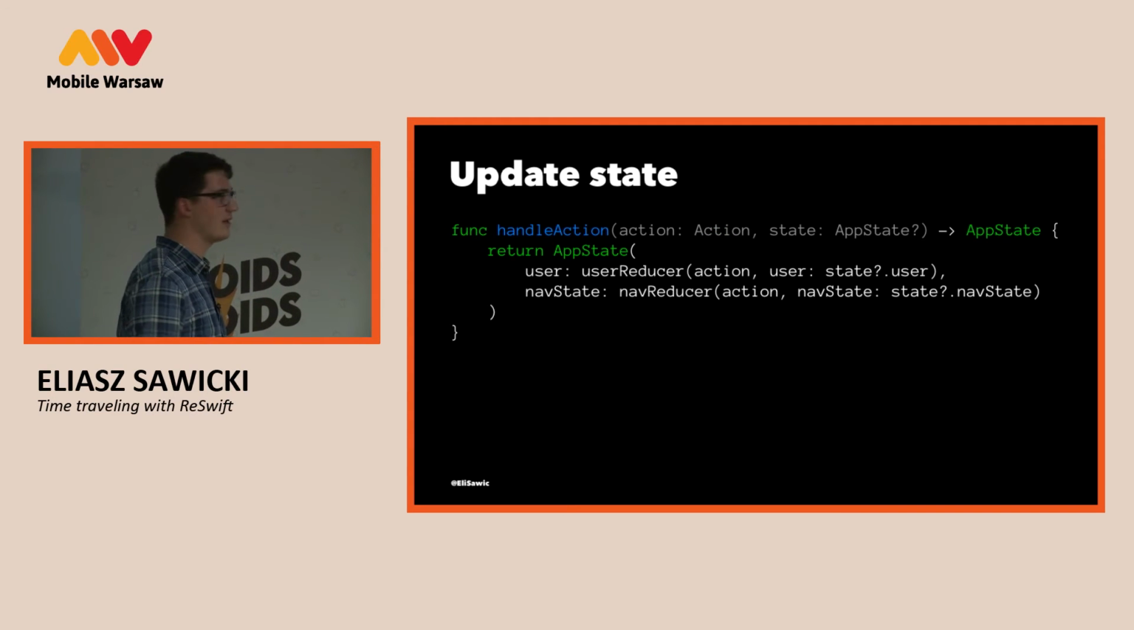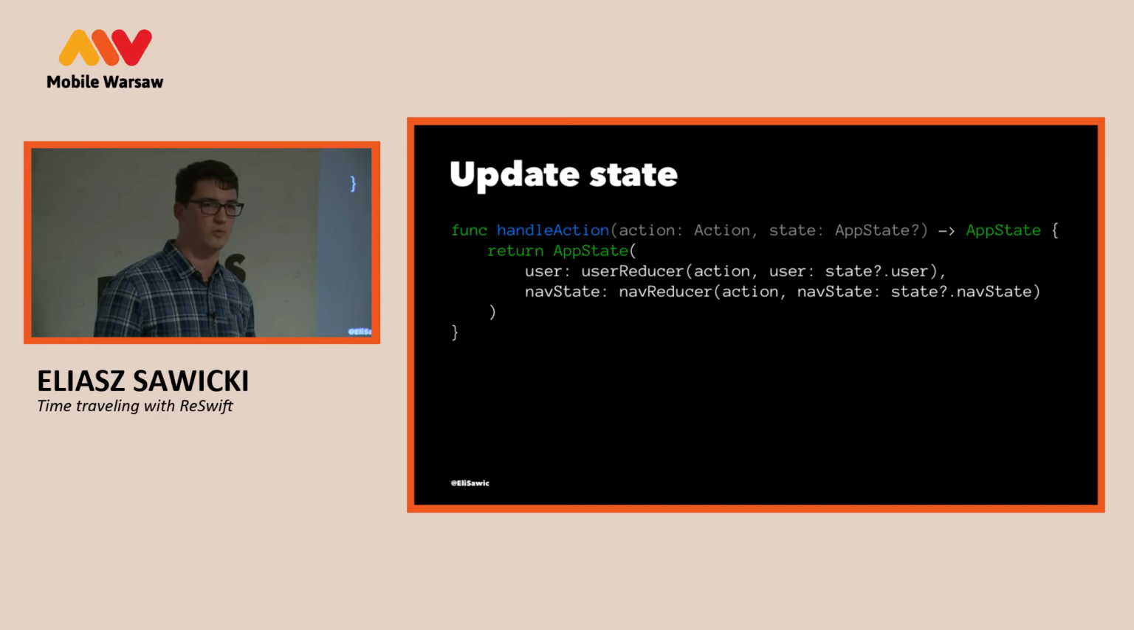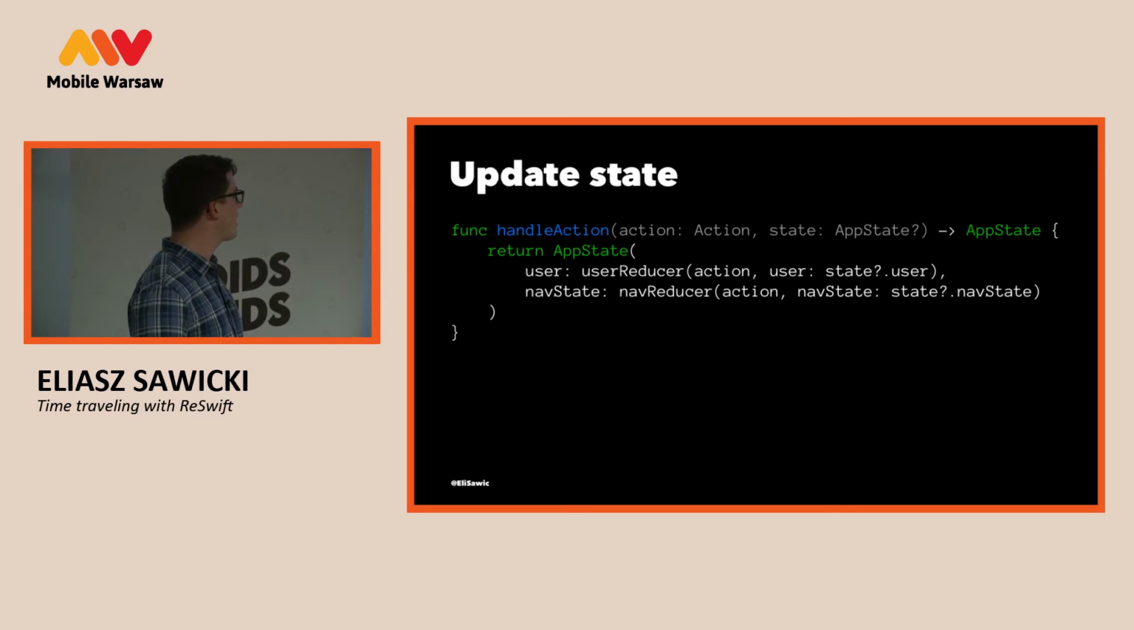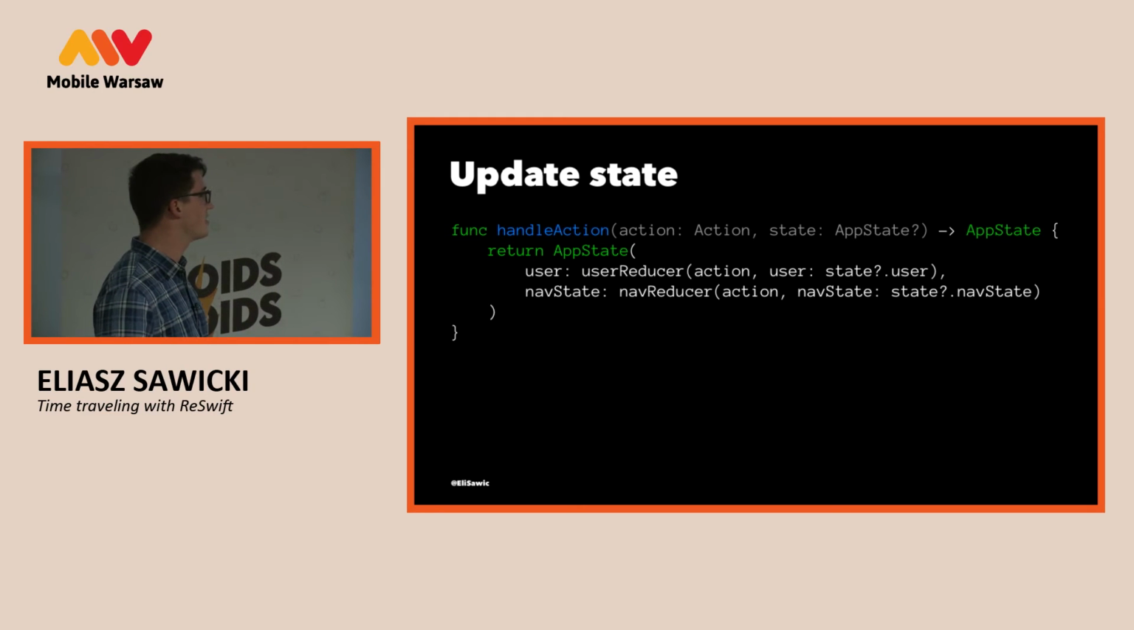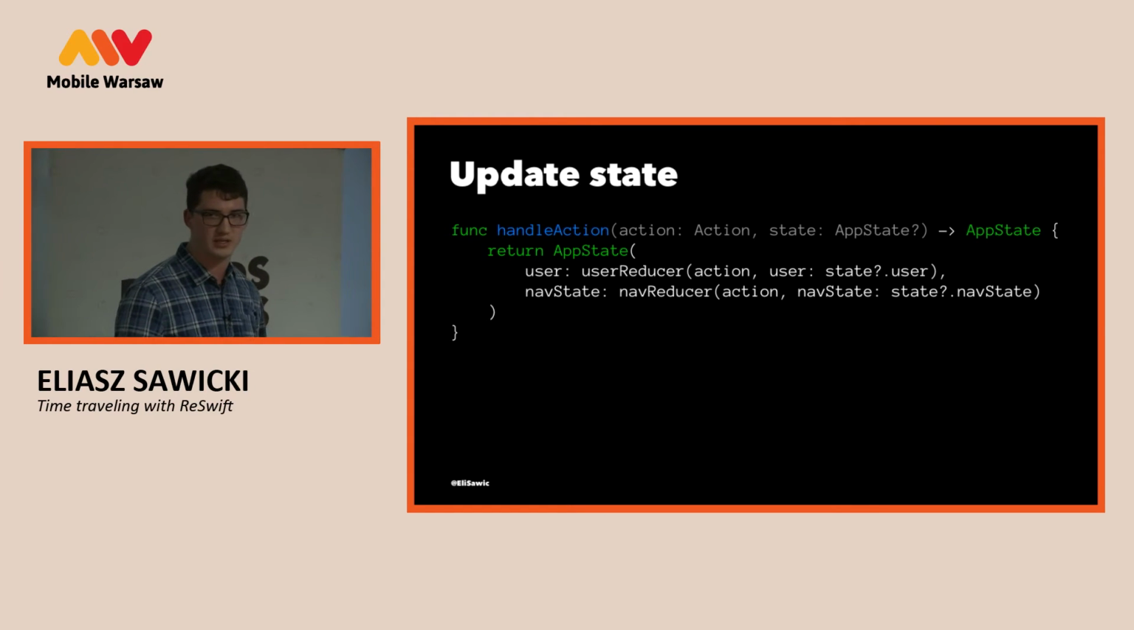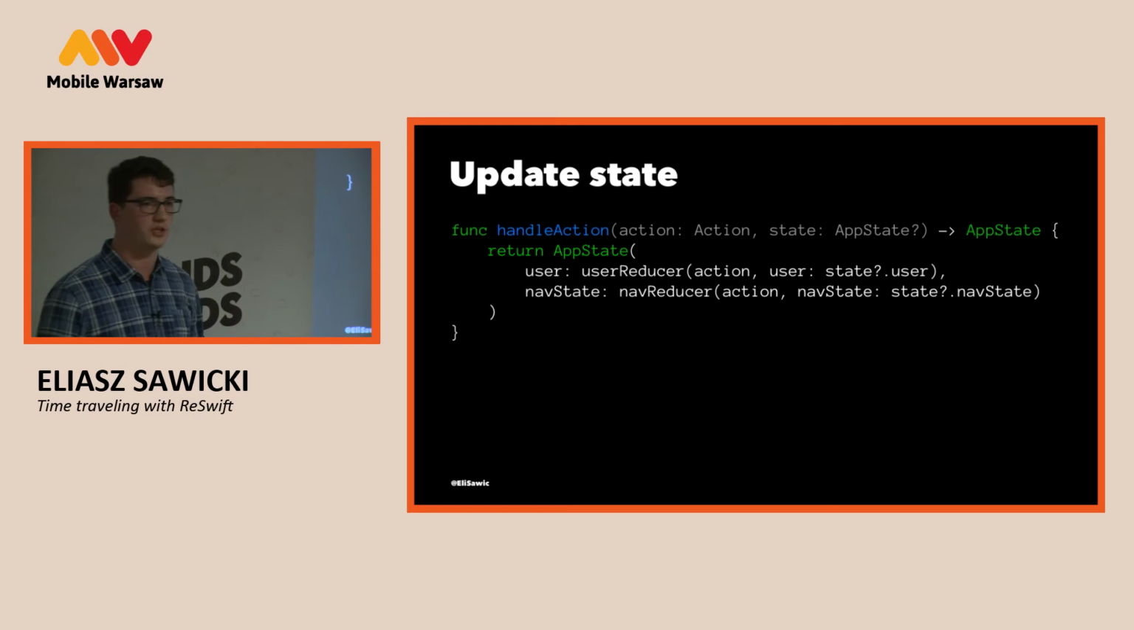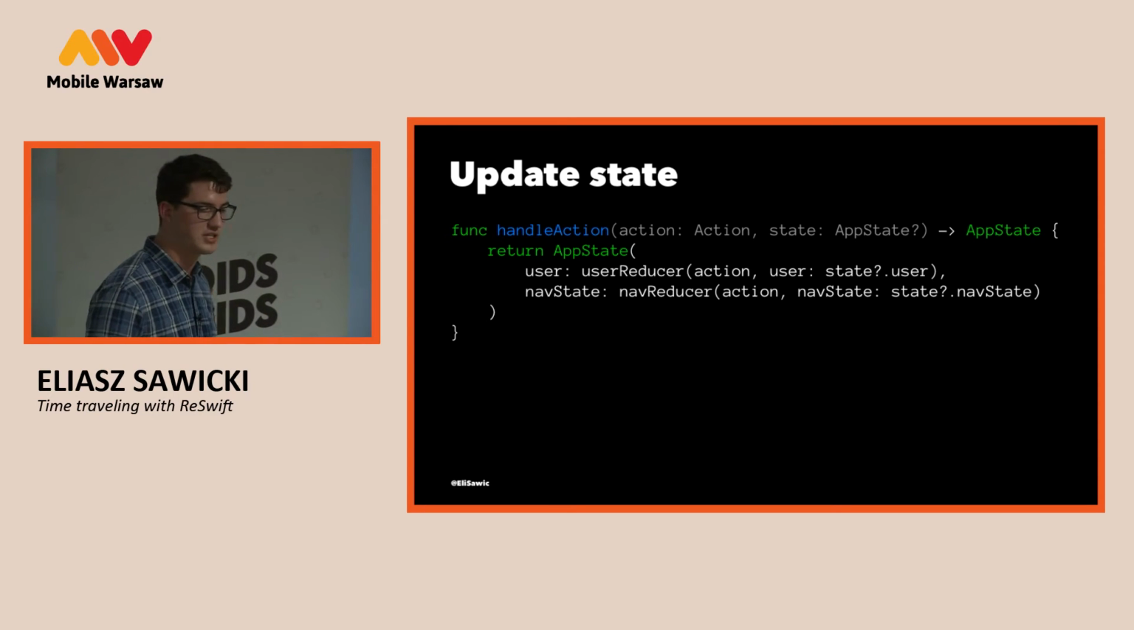So when we dispatch this action, when we send it, then a handle action function is called. It takes this action that we have previously set, and it returns a new application state with data that comes from those reducers. As you can see, each property in our state has got its own reducer. For example, we have user reducer that will help us to deal with user updates, and it looks like this.